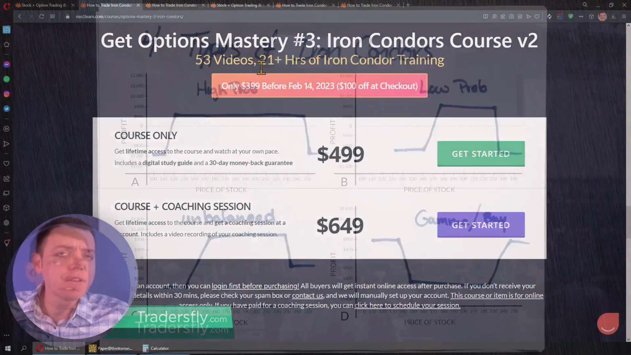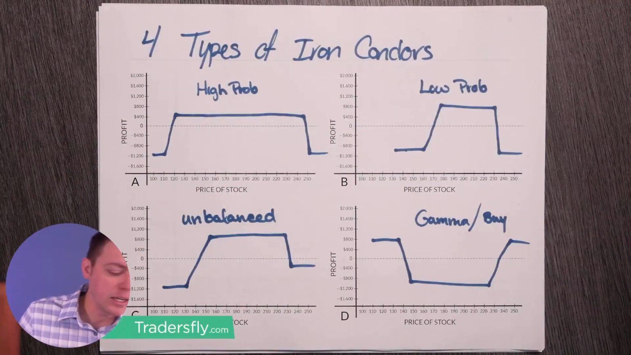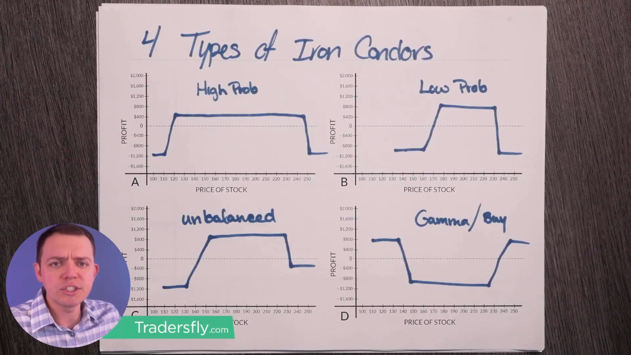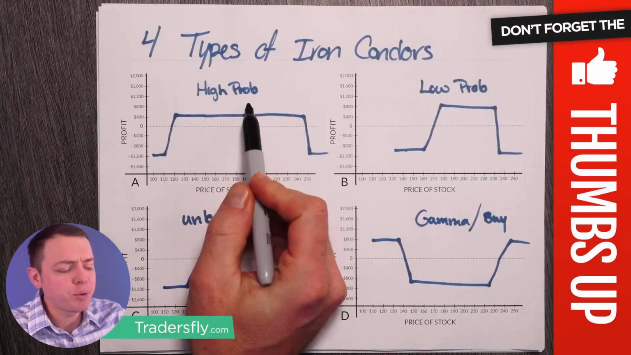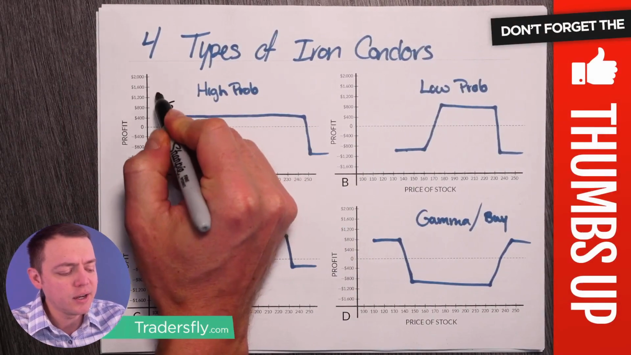Anyway, let's kick things off here with these iron condors and the 4 types here. And I'll give you some insight on these different types. So basically, when you look at doing iron condors, there's different ways to approach them. And when you go into the high probability iron condor, this is a very wide iron condor. So maybe like a delta of 5.